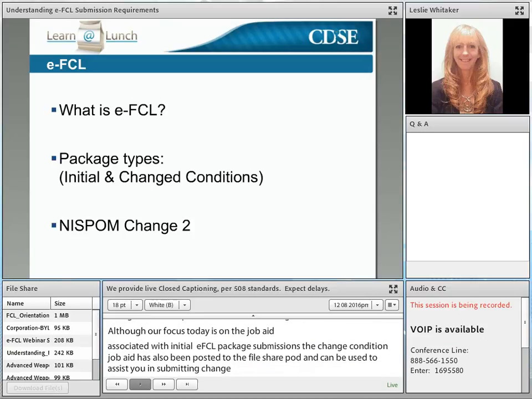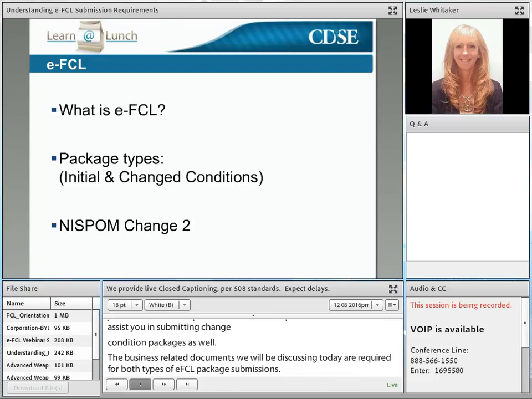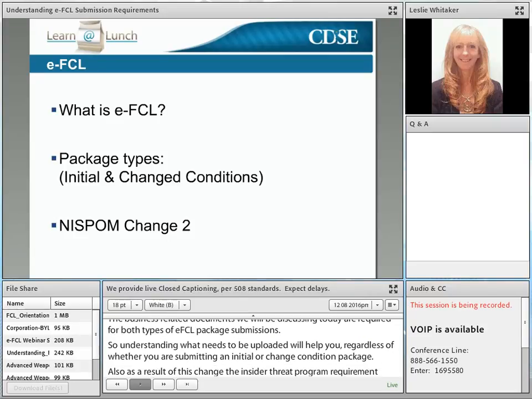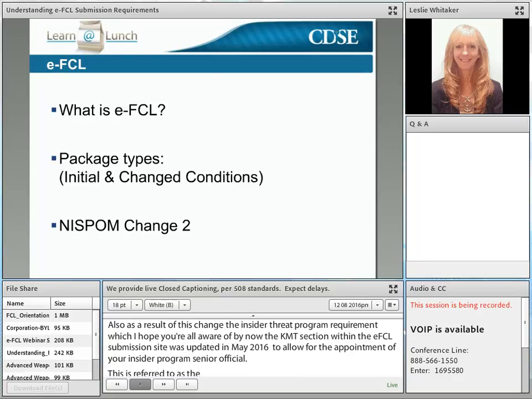Also, as a result of NISPOM Change 2, the Insider Threat Program requirements, which I hope you're all aware of by now, the KMP section within the eFCL submission site was updated in May of 2016 to allow for the appointment of your Insider Threat Program senior official, referred to as the ITPSO. The KMP list now has a checkbox labeled ITPSO, which must be checked to identify who serves in this capacity at your facility. Next slide, Rachel.